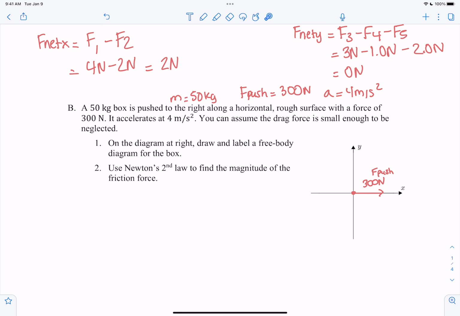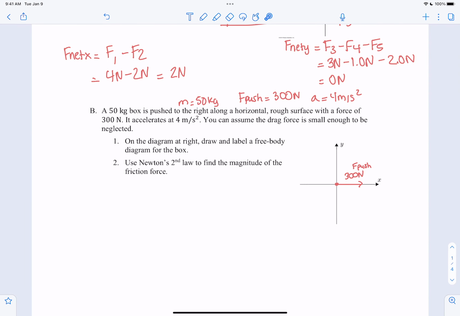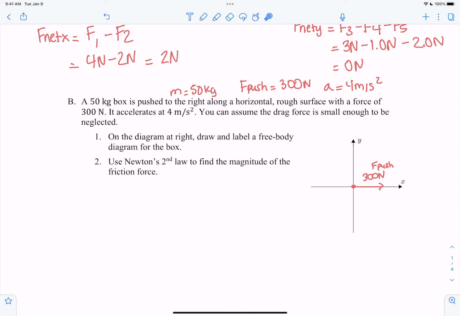We have the acceleration of 4 meters per second squared and the mass of 50 kilograms. The issue here is that they don't really say what other forces are acting. Anyone have any ideas what other forces might be acting on the box? These problems will give you a force that is acting, but there are a lot of other forces that you might or might not need to include. For example, they said you can neglect the drag force. So, other than the drag force, do we have any other forces acting on the object?